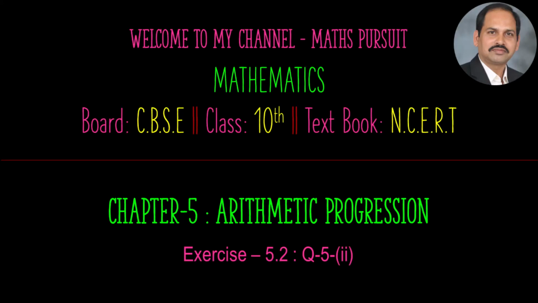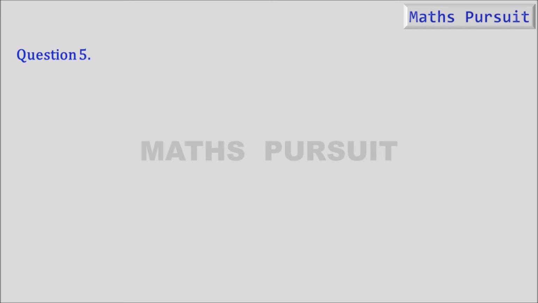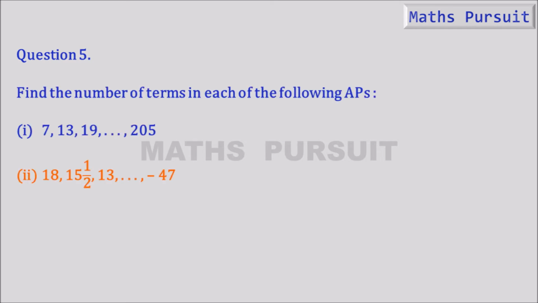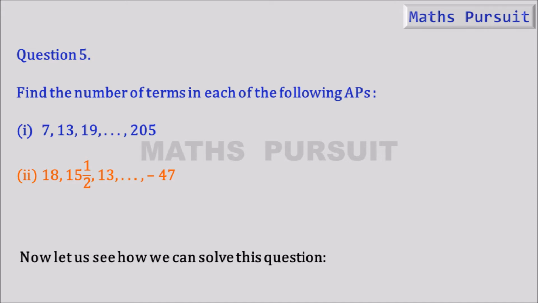Today we are going to look into exercise 5.2 question 5 bit 2 from chapter 5 called arithmetic progression. So let's see what exactly is given in question number 5 bit 2. Coming to the question, it is given: find the number of terms in each of the following APs, and the given number sequence is 18, 15 1 by 2, 13, minus 47. Now let us see how we can solve this question.